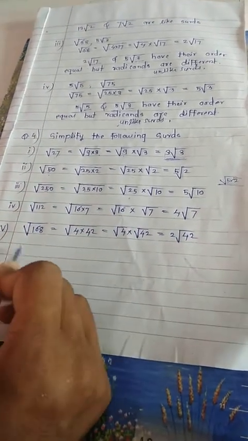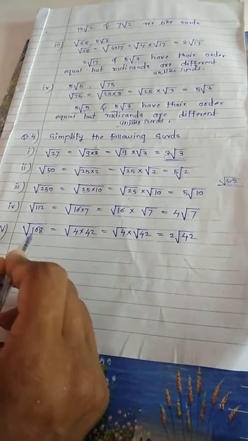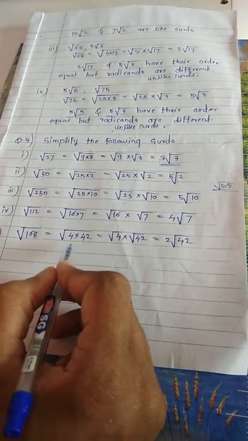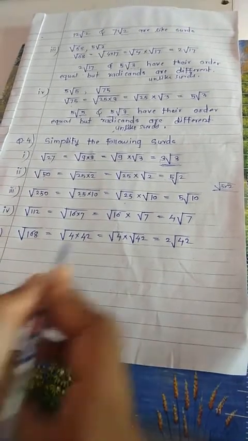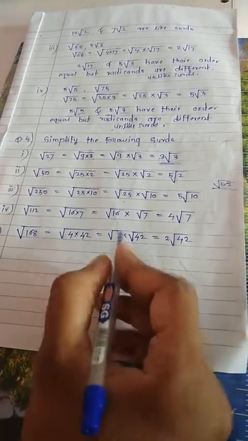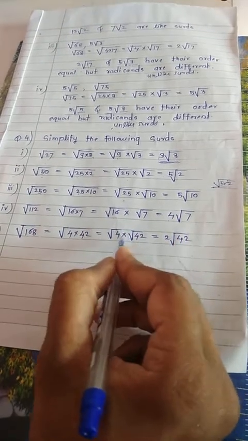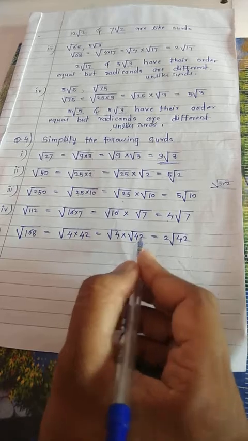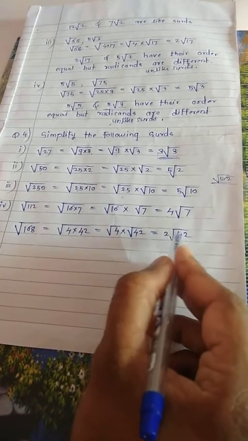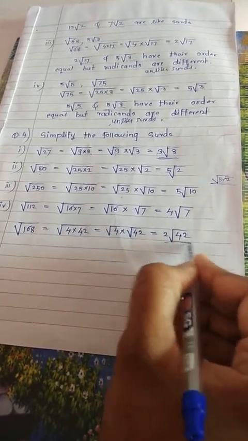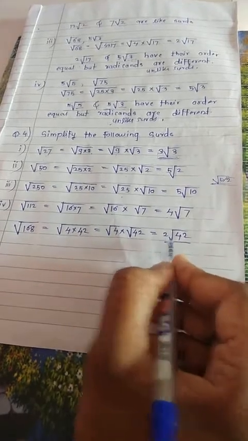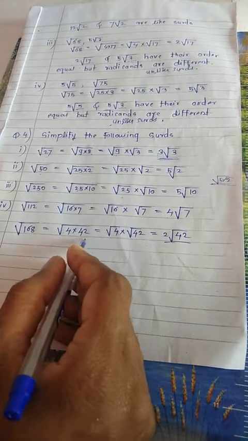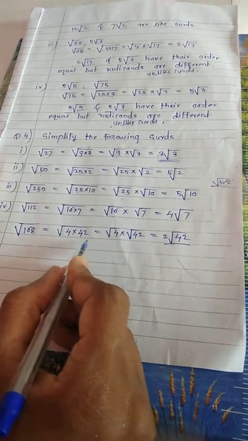Another example. Square root of 168. So square root of 4 into 42, since 42 fours are 168. Separate it: root 4 into root 42. So root 4 is the perfect square of 2. So 2 into the square root of 42. We can't simplify it further. Okay. So the simplification is 2 root 42. Okay students, so these are the methods we have to apply to solve these examples, and we can solve them very easily. Thank you.